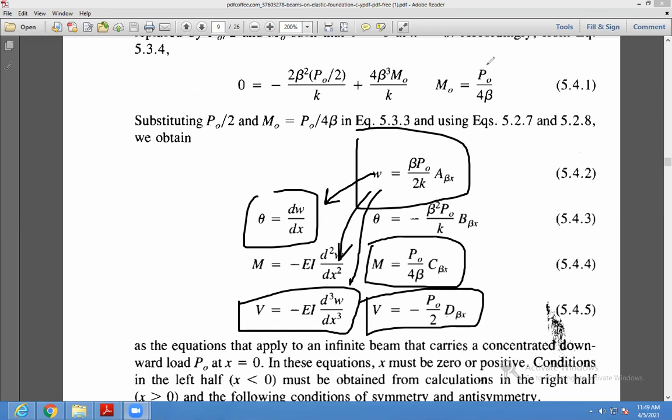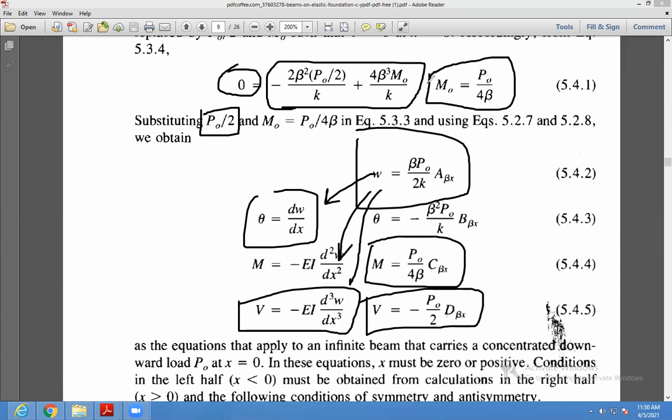Infinite beam means on both sides from the origin we consider x up to infinity. So for this case we get the slope, deflection, moment, and shear. By putting P naught as P naught by 2, and at x equal to 0, theta is 0. For the semi-infinite case we know the equation of slope. In that equation, we put theta equal to 0 and the values of C beta x and D beta x, and we get the value of M naught. We put that in the equation of W from the previous case and take the derivative one time, two times, three times, and we get slope, moment, and shear.